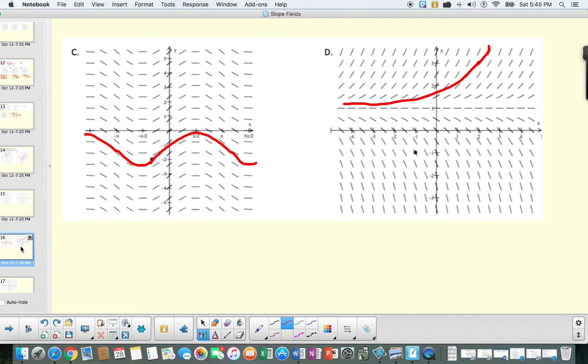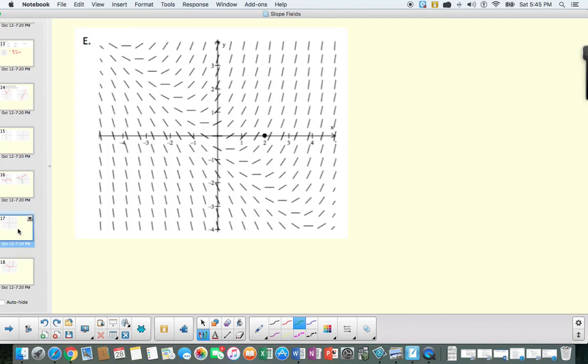And here's the answer. I failed to find this other one, which I'll do right now. And you have one more. And here's the answer.